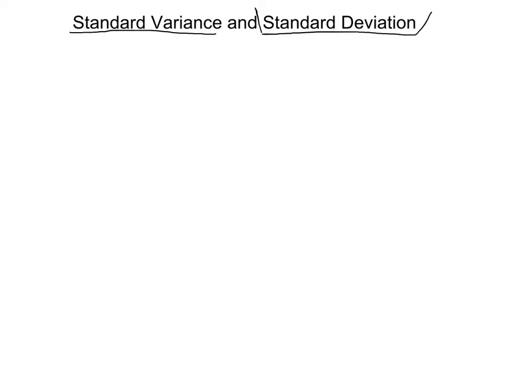When we talk about standard variance and standard deviation, again, we're going to talk about our population versus our sample. For standard variance, this is our symbol for standard variance of the population. This would be standard variance of the sample. Standard deviation is just the square root of that. So this would be my symbol for population, and a lowercase s would be my symbol for the sample.